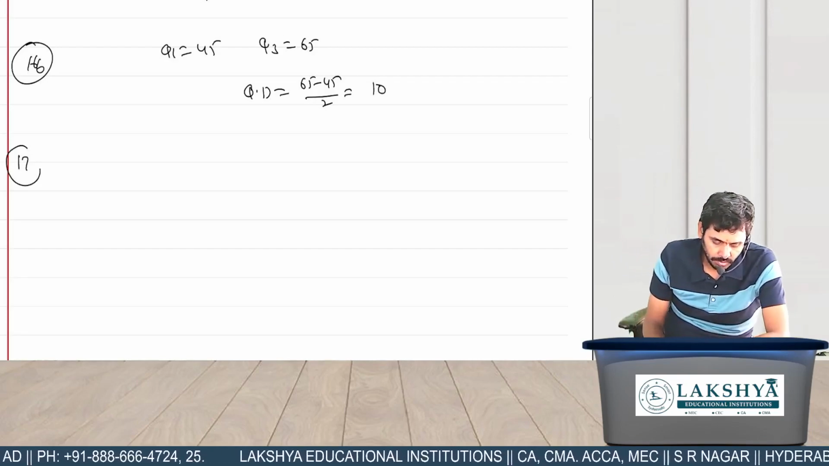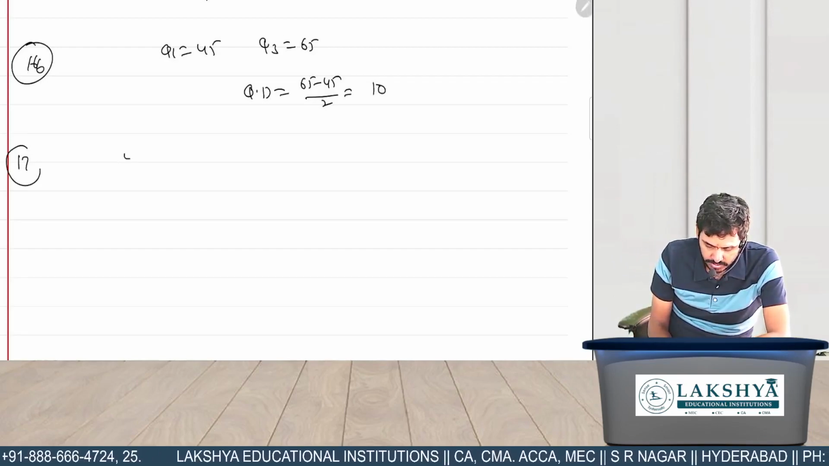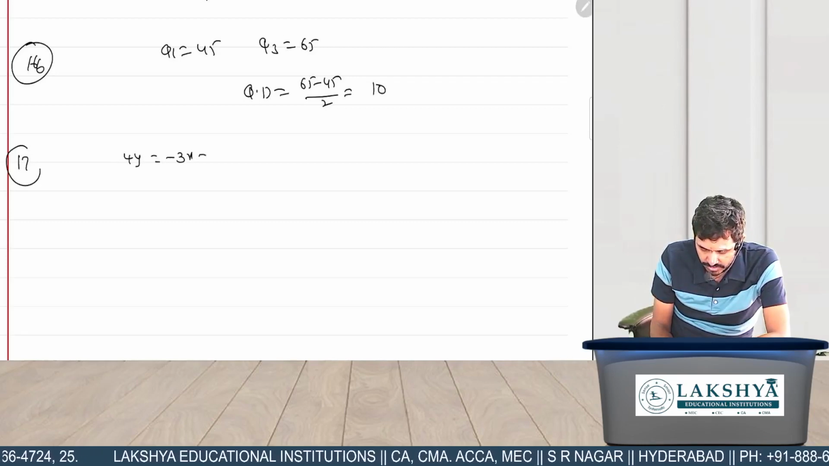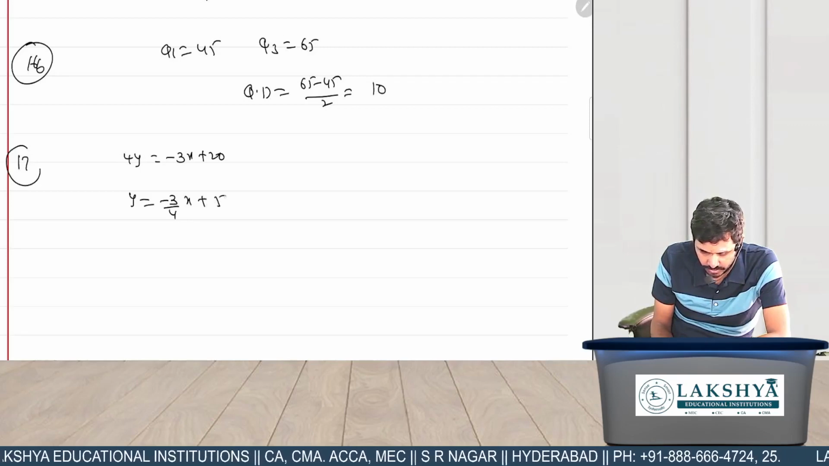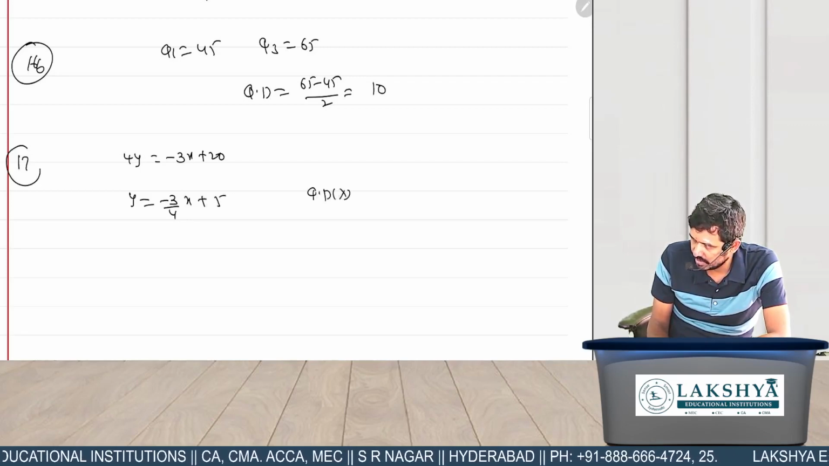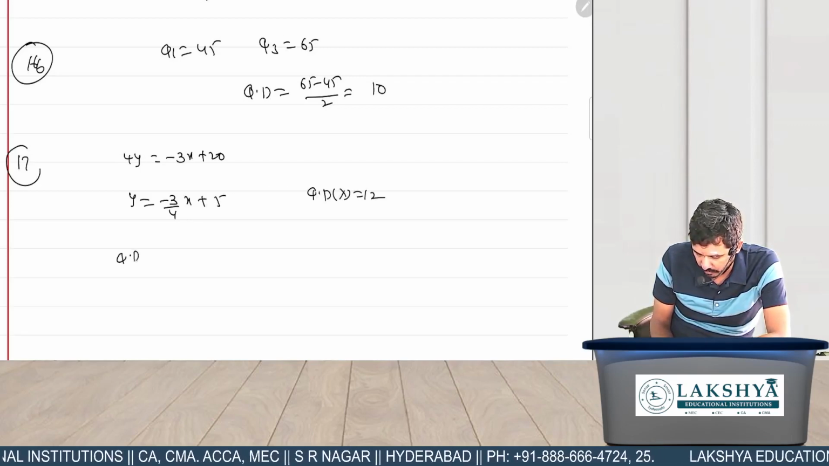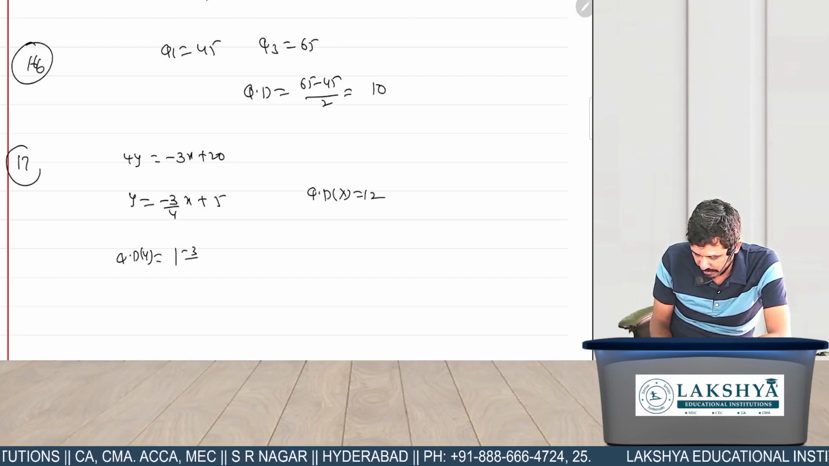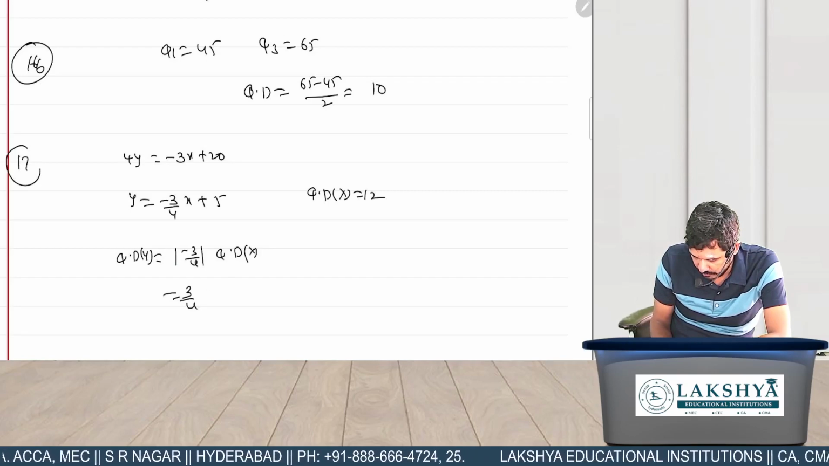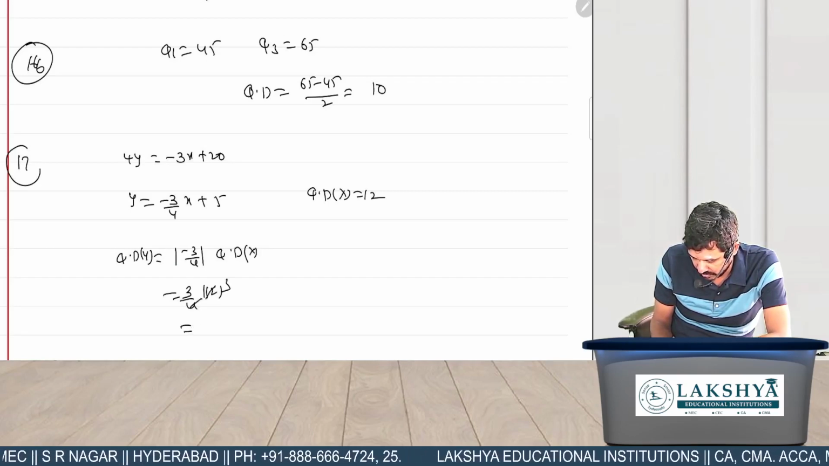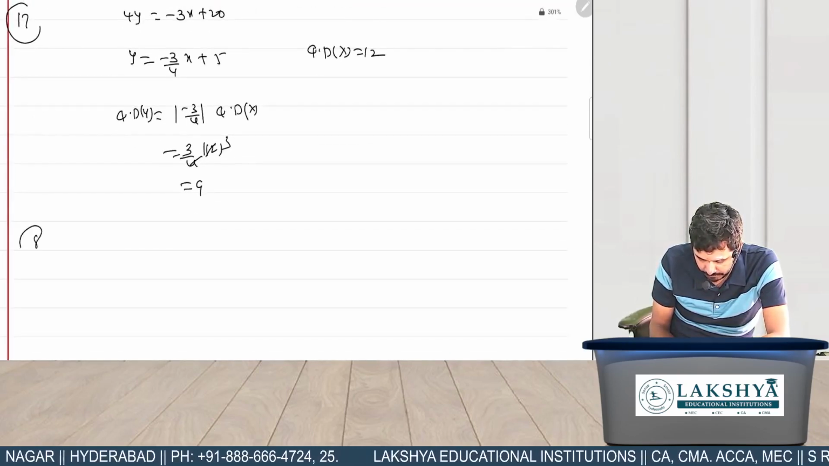17. The two variables related by 4y is equal to minus 3x plus 20. Y is equal to minus 3 by 4 into x plus 5. Quartile deviation of x is 12. What is quartile deviation of y? Modulus of minus 3 by 4 into quartile deviation of x. 3 by 4 into 12. 4 3 times cancel. 3 3 is 9.